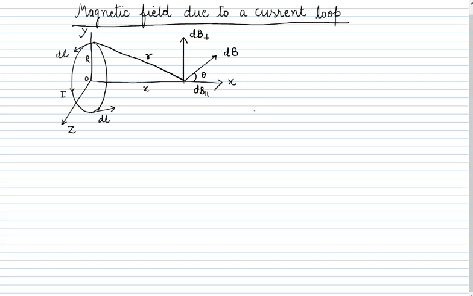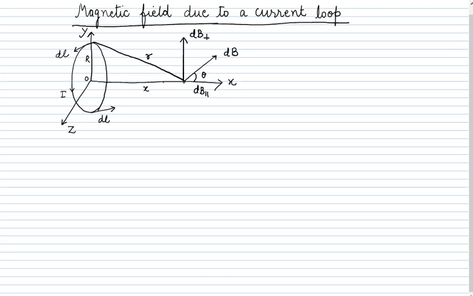Next we calculate the magnetic field due to a current carrying loop. So in this question, we want to calculate the magnetic field due to a current carrying loop. So we take a current carrying loop which is circular in shape, and the radius of this loop is capital R, the center is O, and the current which is flowing through the loop is capital I, and we have taken the origin at the center of the circular loop. Here we have axes X, Y and Z.